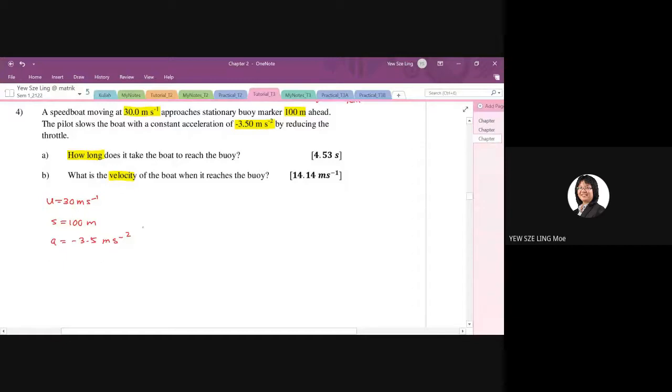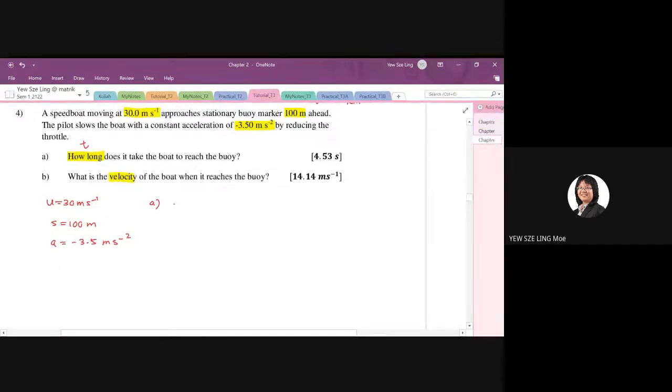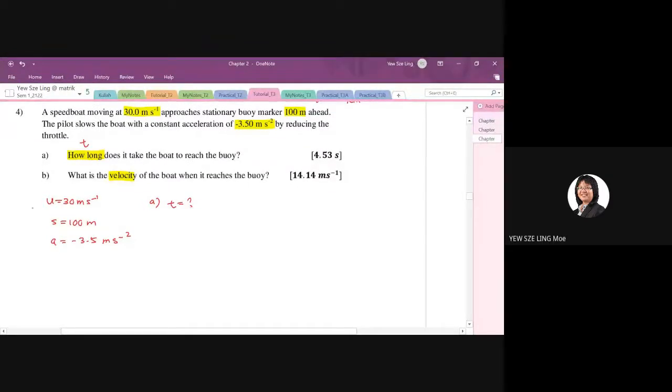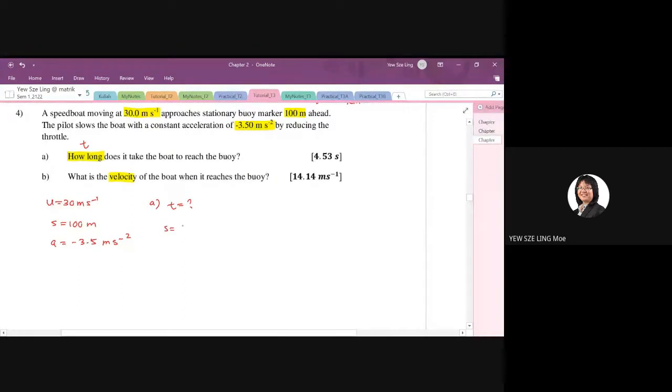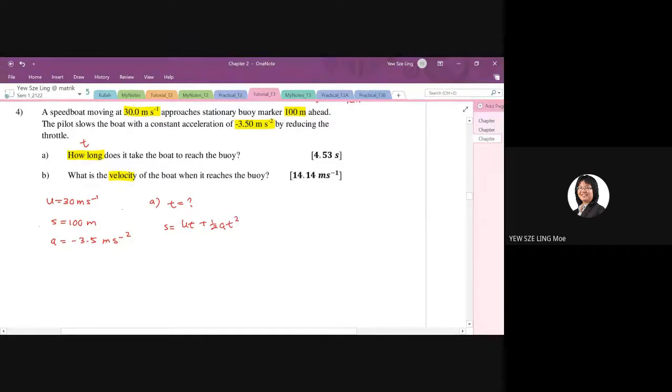Then question A, how long? It's asking for time, so t is the unknown. So which equation to use? Now you have u, s, a, and you want to find t. So the equation is s equals ut plus 1 over 2 at squared.